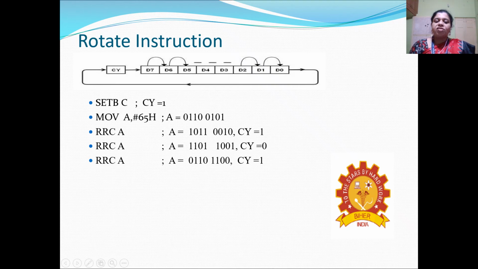The next instruction is MOV A, #65H. So A is equal to 0110 0101. Then the next instruction is RRC A. So what will happen? Carry will be moved to D7. So D7, the MSB, will have the value 1.